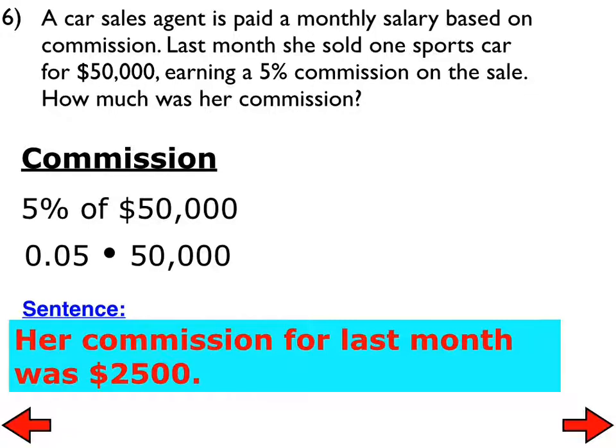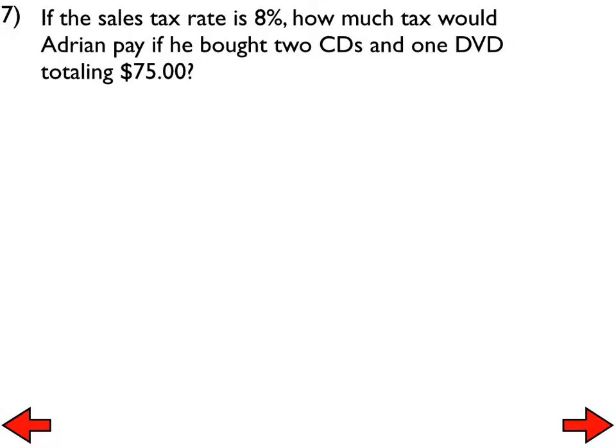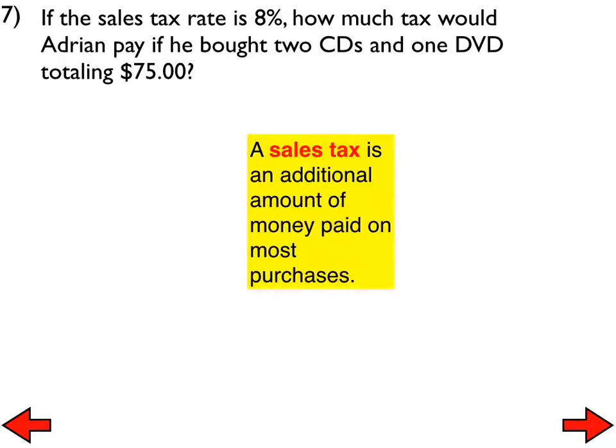Number 7 and 8, which we will do together, are based on sales tax, which we talked about in full detail yesterday. Anytime you go buy something other than food, you have to pay sales tax. Everybody quickly do number 7 and 8. You are finding the amount of sales tax. In number 7, we are finding 8% of $75. That would give us the amount of sales tax that he had to pay.